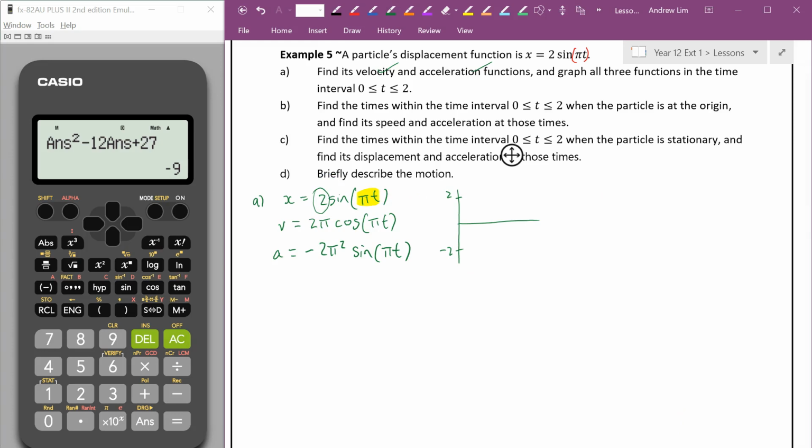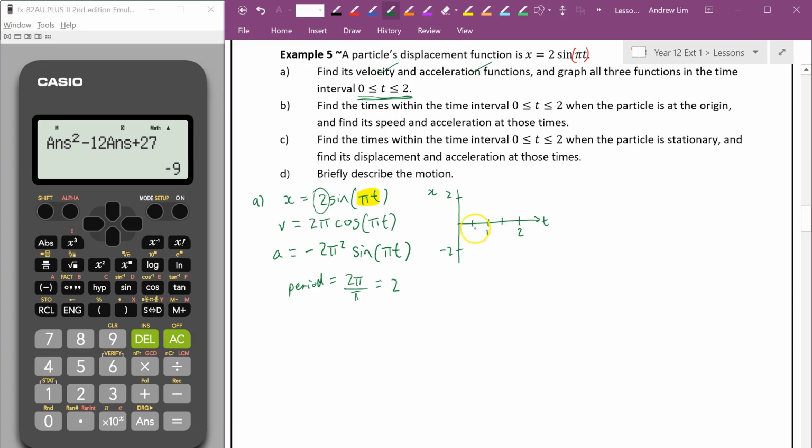And we also worked out the period. So I'm just going to call this x for displacement and t for time. We know that period, because it's sine, we know the normal period of sine is 2 pi, but then we divide it by the coefficient of t, which is pi, so the period is 2. So that's perfect because we want it in this domain from 0 to 2. 2, 1, half and 1 1/2.